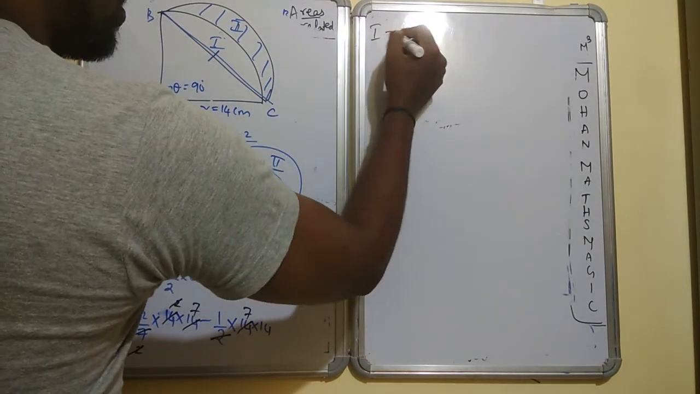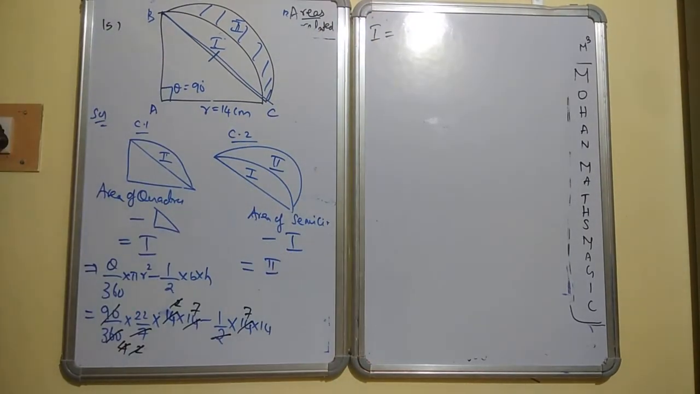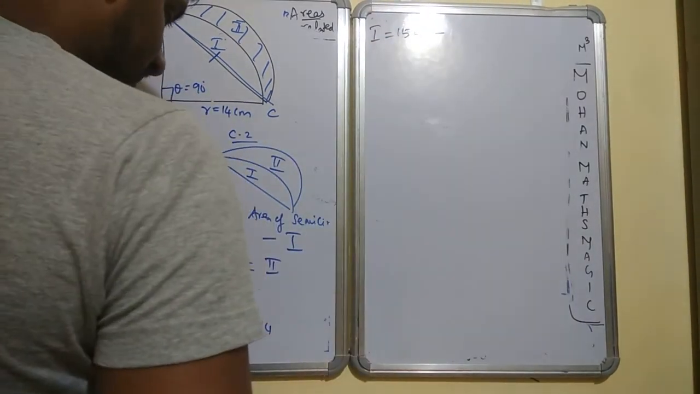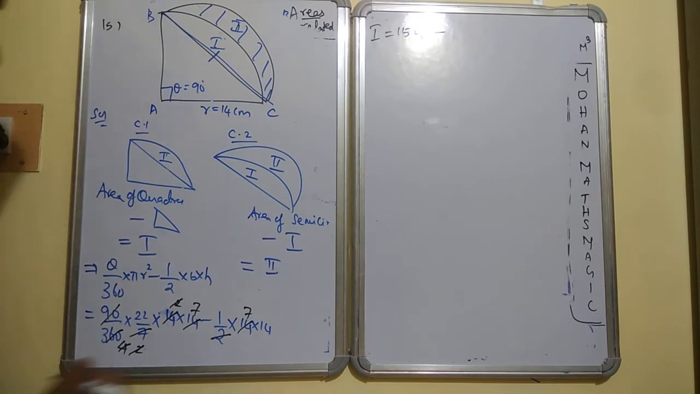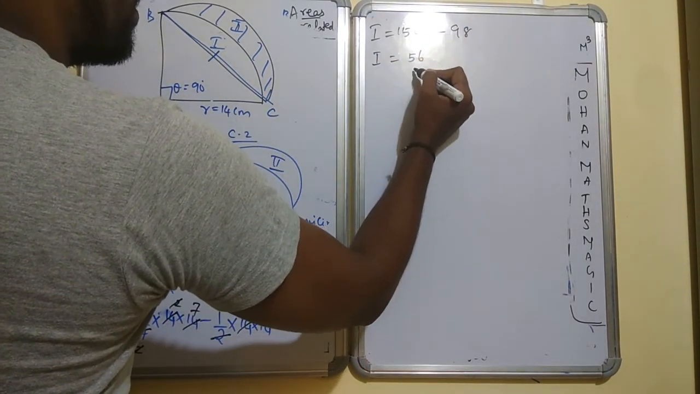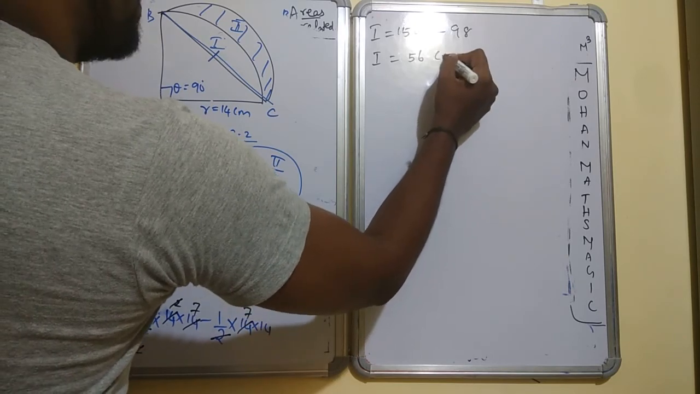So the first portion region is 22 into 7, I think 154. Am I done correctly? Yes. 154 minus 98, 56. First portion region is 56 centimeters square.